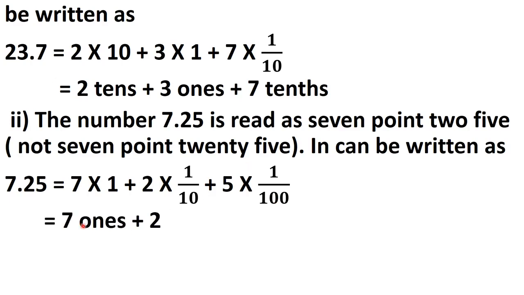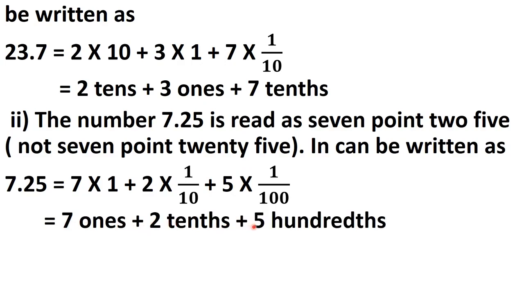So we can write it as 7 ones, 2 tenths, 5 hundredths. Okay, 7 ones plus 2 tenths plus 5 hundredths. In this way we can write down 7.25.